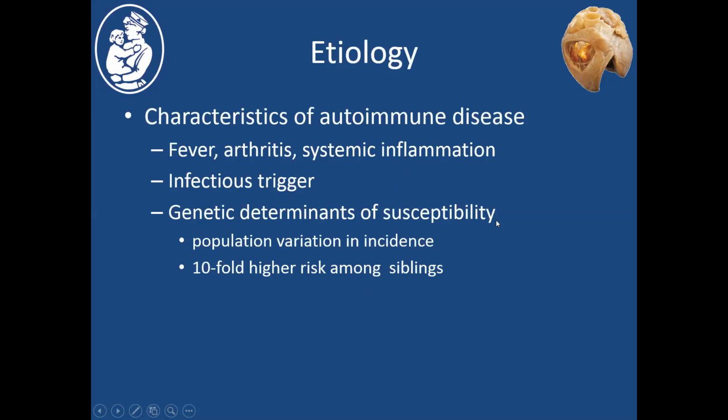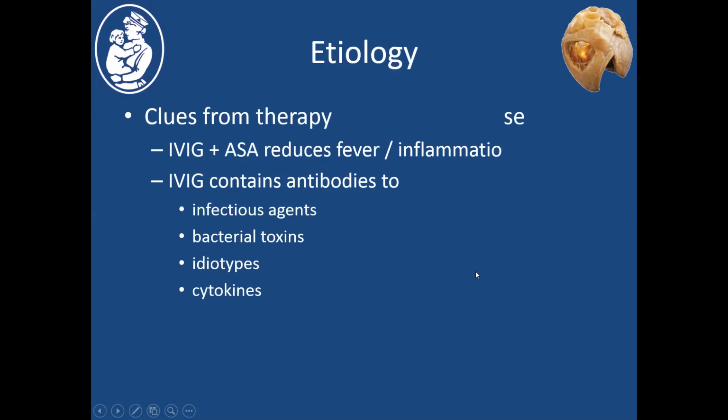And we know that there is genetic susceptibility, just like in many other autoimmune diseases, where certain genetic findings have been found to predict patients more at risk. The same thing in Kawasaki disease. Population variation in incidence, like we saw earlier with Asian countries having a much higher prevalence of this. It's much more frequent among siblings. This could be because it's an infectious agent that also gets passed, but it could also indicate a genetic predisposition.